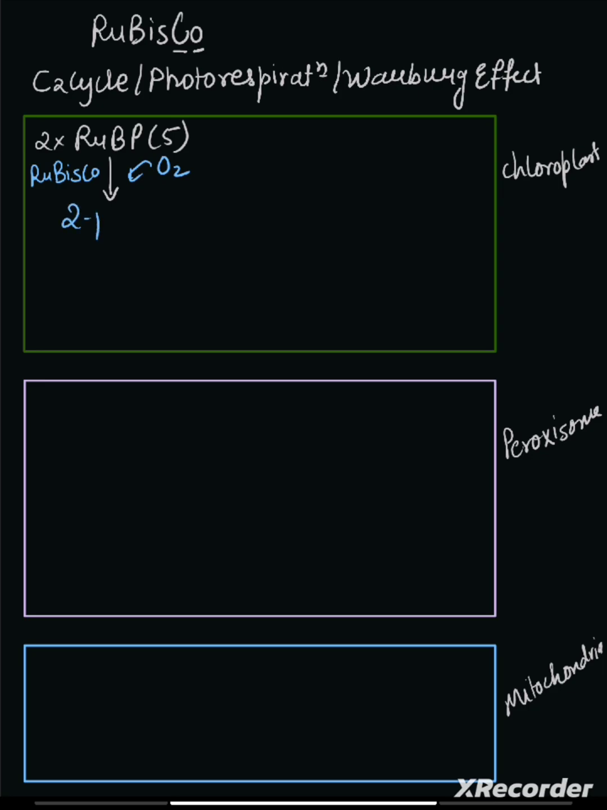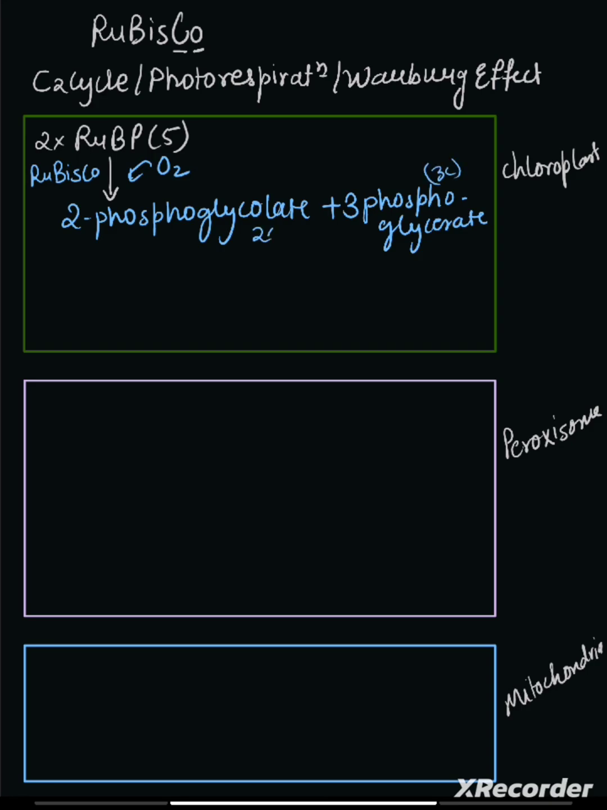One is 2-phosphoglycolate and 3-phosphoglycerate. 3-phosphoglycerate is a 3-carbon compound, while 2-phosphoglycolate is a 2-carbon compound. This 2-phosphoglycolate is converted to the next compound, that is glycolate. So again, two molecules of glycolate will be formed. This is done by adding two molecules of water, and orthophosphate, two molecules will be released.